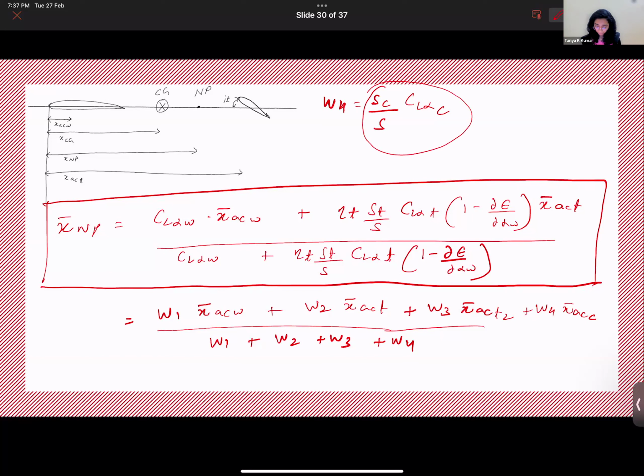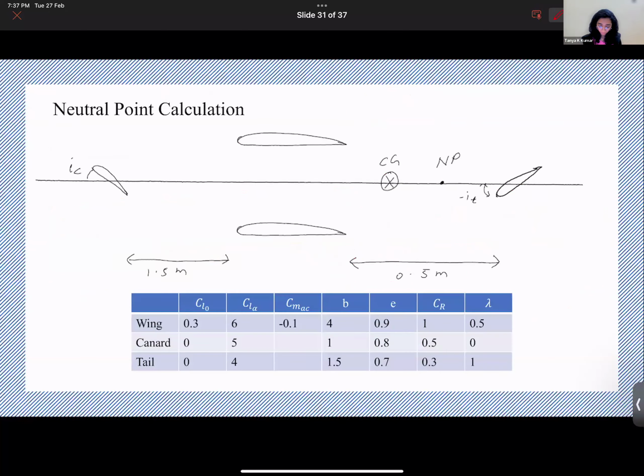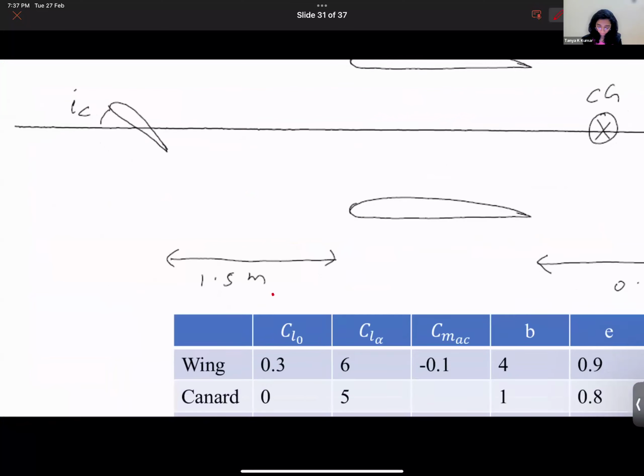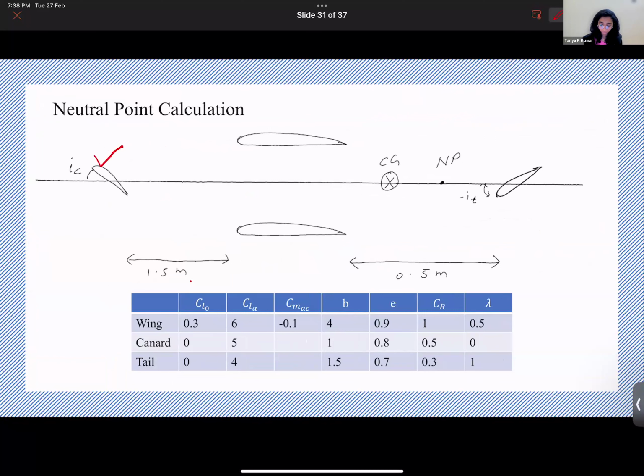Okay. So now let's see another composition. Look at this. It says the neutral point calculation of this configuration. Here you have a canard. You have two wings, wing 1, wing 2, and you have a tail with a negative tail setting angle. And then they've given you some other parameters. Let's not look at the table for now. Let's just try finding out the neutral point location, and then we'll put in numerical values and find the actual value of x bar np. Or I think you can try doing this by yourself.